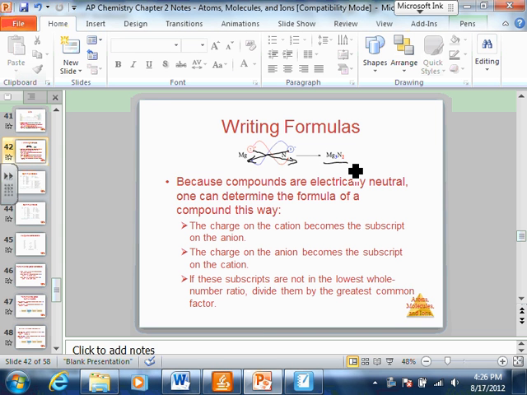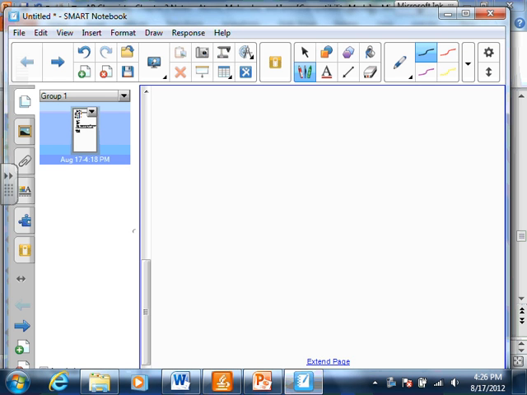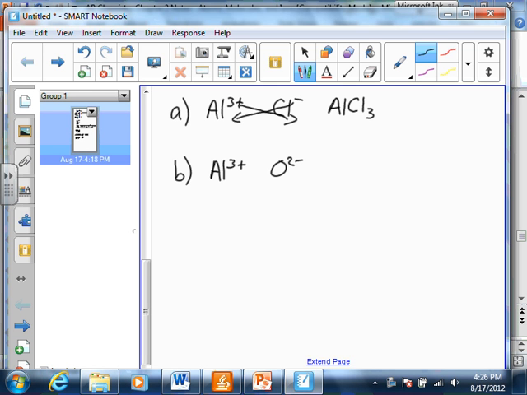So a sample problem on that one. The empirical formulas of the compounds formed by Al3+ and Cl-. Okay. So the empirical formula here, if we've got Al3+ and we've got Cl-, we're going to crisscross, and we end up with AlCl3. Okay. For B, it's Al3+ and O2-, and if we crisscross those, then it's going to be Al2O3.